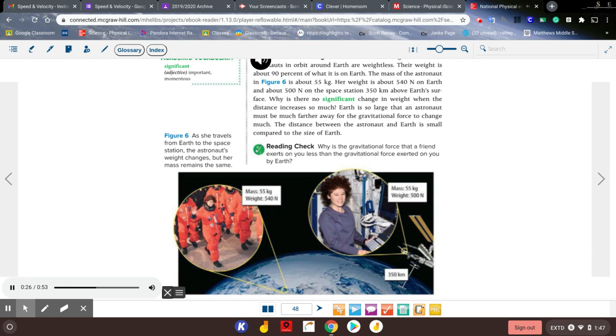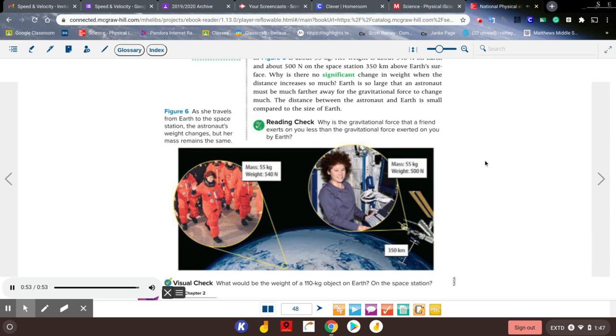surface. Why is there no significant change in weight when the distance increases so much? Earth is so large that an astronaut must be much farther away for the gravitational force to change much. The distance between the astronaut and Earth is small compared to the size of Earth. Reading check. Why is the gravitational force that a friend exerts on you less than the gravitational force exerted on you by Earth?